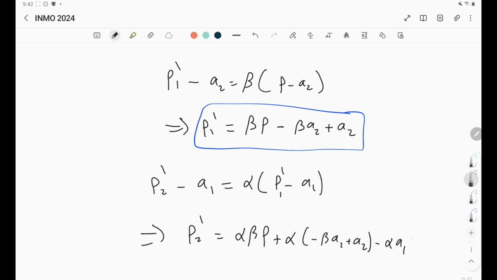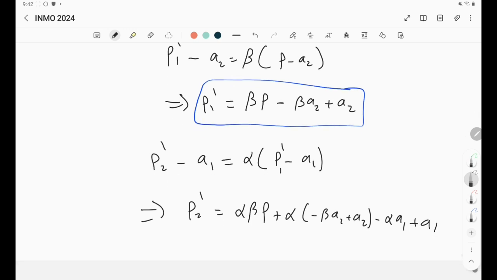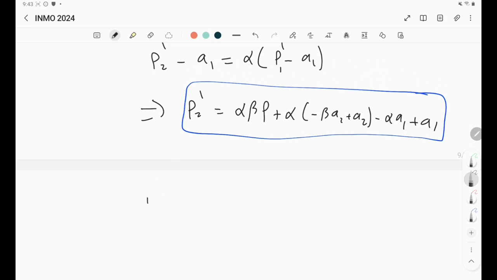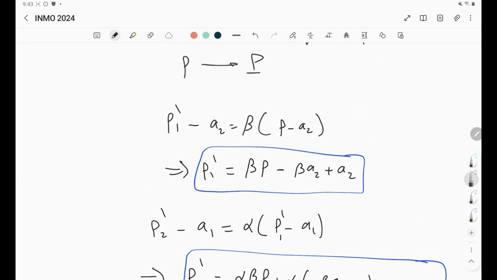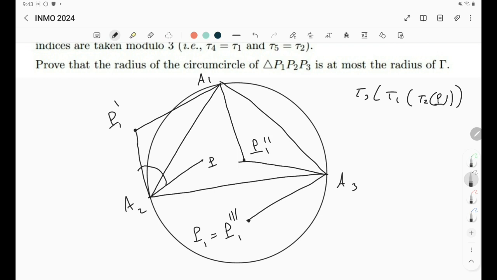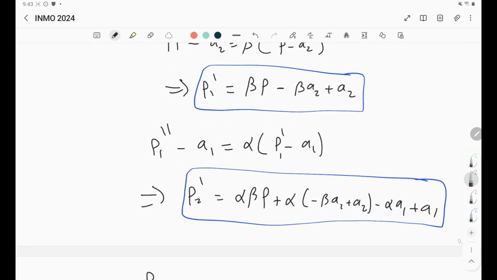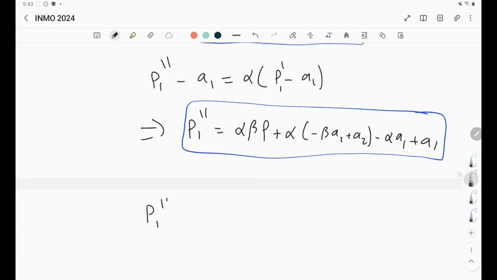Alpha times A1 plus A1. Very good. So this thing is just P2 prime. Okay, now we can do the same thing for 3. P3. Sorry, I think I'm messing up. Here we represented this with P1 prime prime. Yeah, P1 prime prime. And this thing should be 3 primes, which is eventually P1, right?